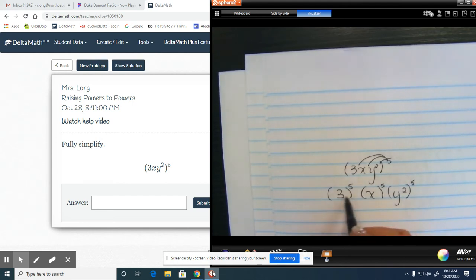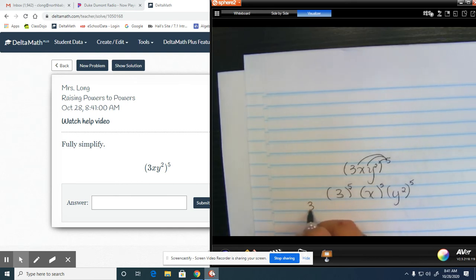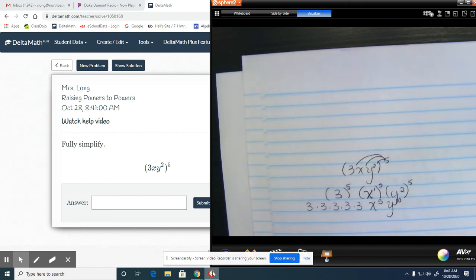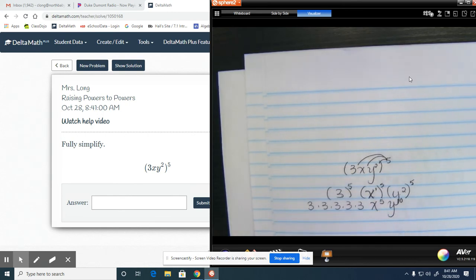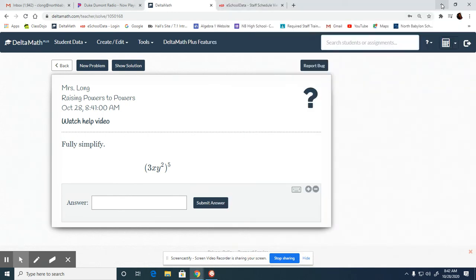Now, 3 to the 5th is not 3 times 5. Be careful. It's actually 3 times 3 times 3 times 3 times 3. And when you have a power raised to a power, you multiply the exponents. Keep the base, multiply the exponents. So this will be x to the 5th, and this will be y to the 2 times 5, which is y to the 10th. Now I just have to do this work. And that's a lot of work. So I'm going to pull up the calculator.